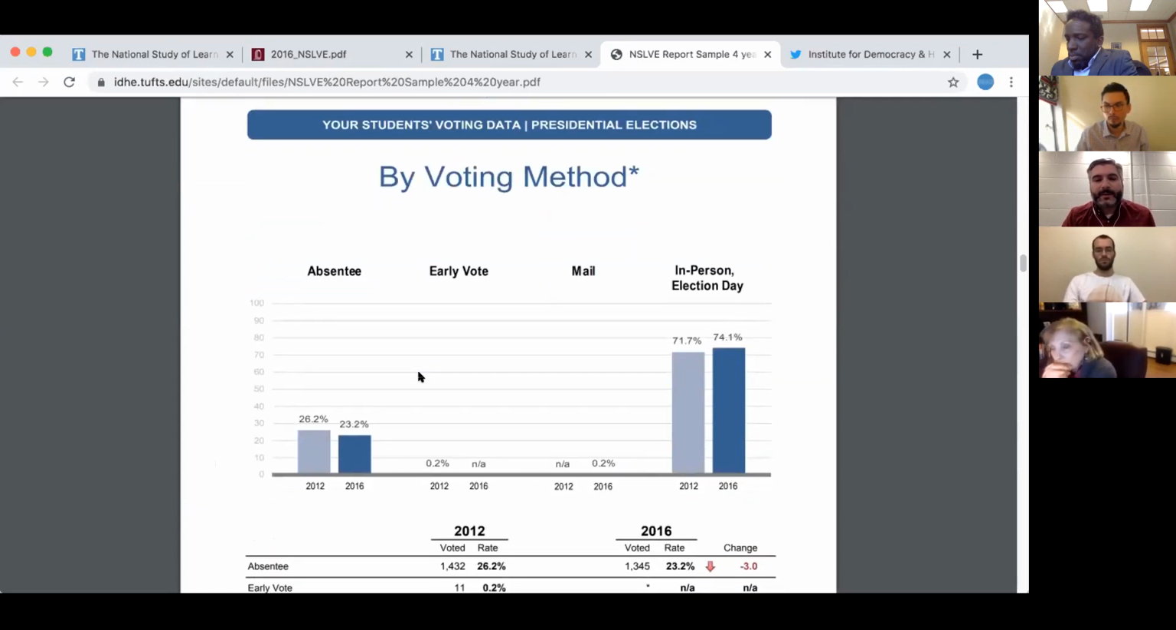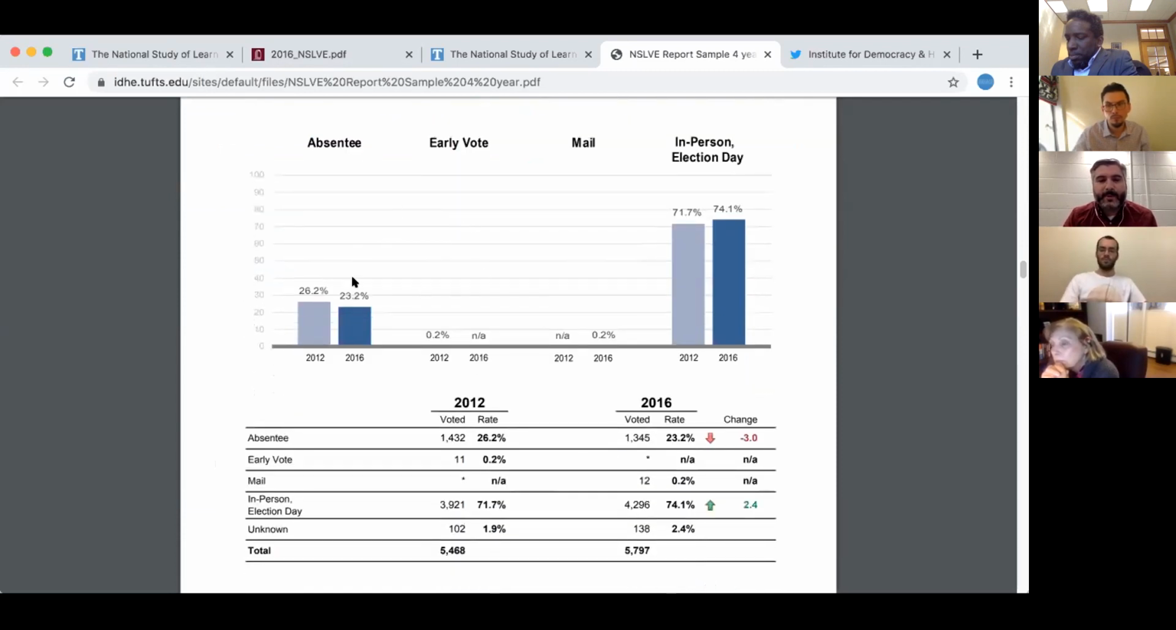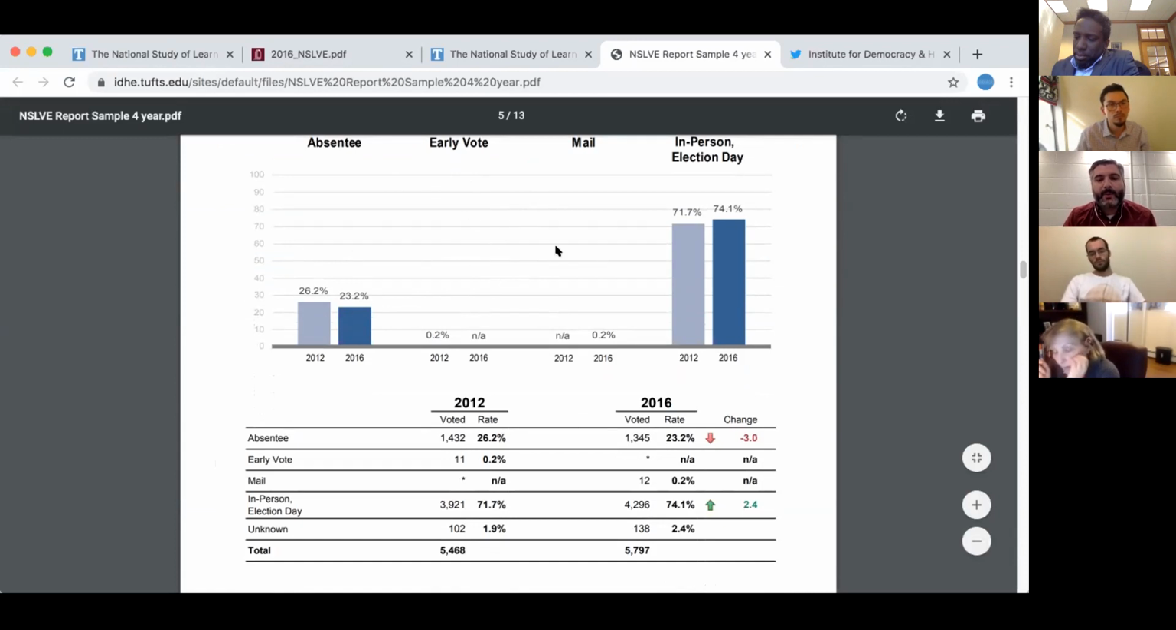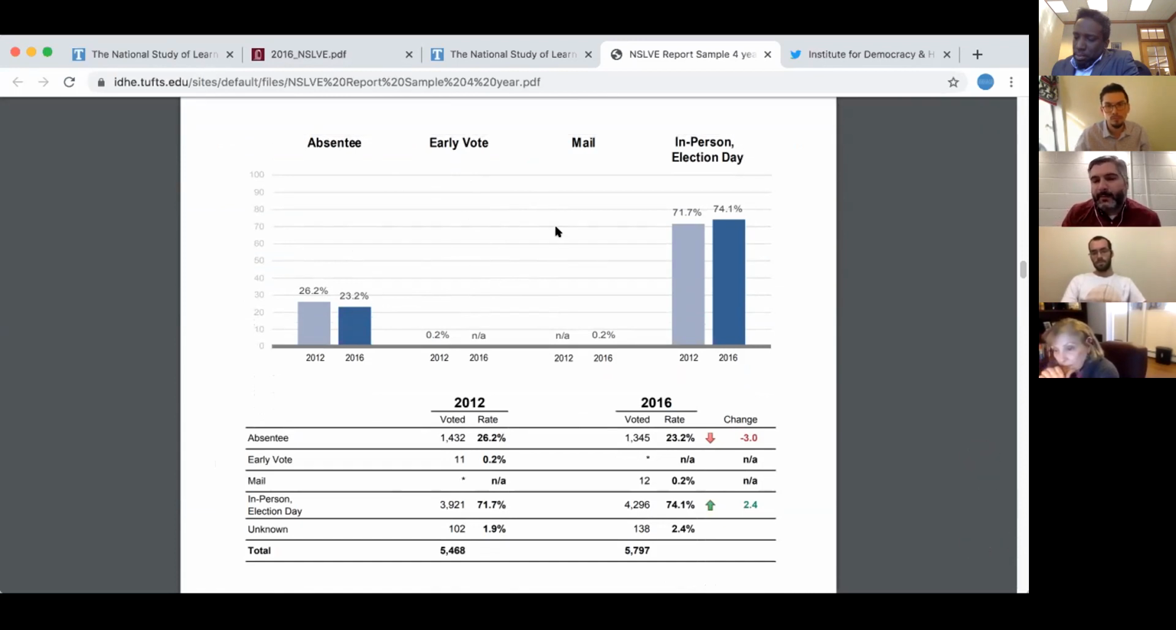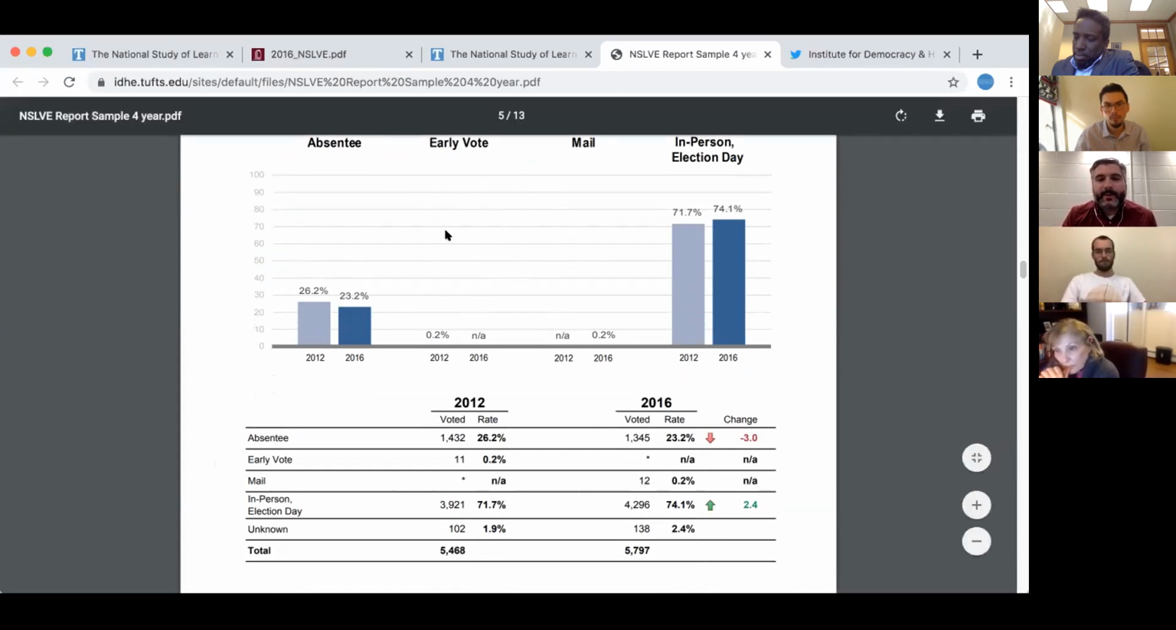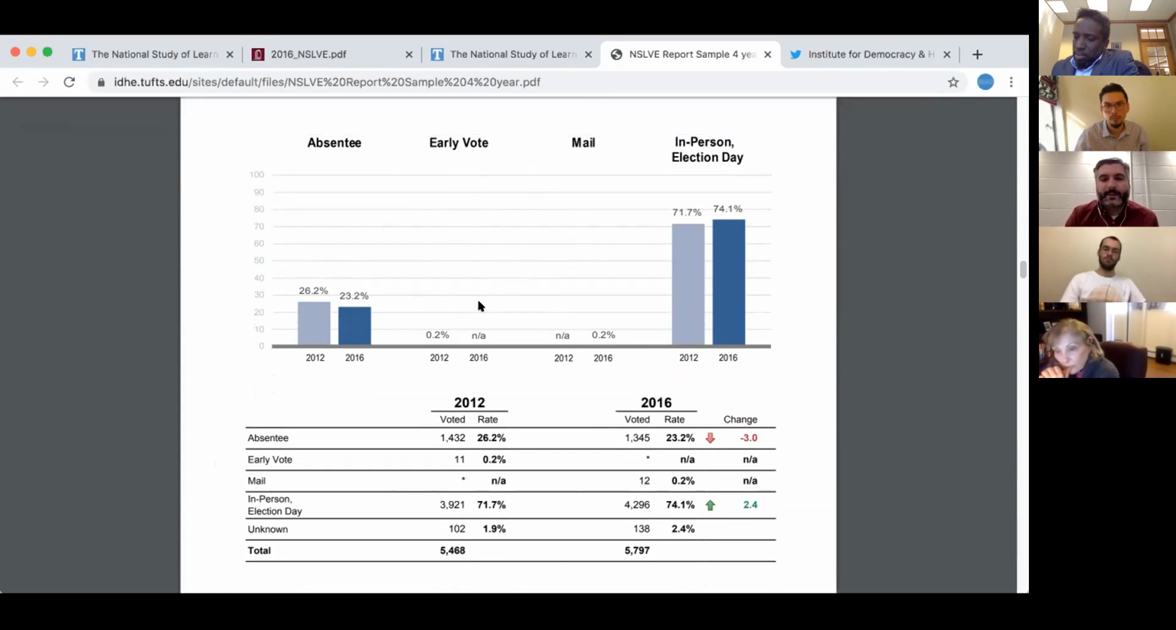Another area of comparison that we offer, you can look at voting method. In the sample campus, there's not a lot of data for early voting or voting by mail. What you'll notice when you look at the 2018 reports, and most likely what will happen in 2020, is that early voting is becoming more of a thing on a lot of campuses. A lot of students are choosing to vote earlier.